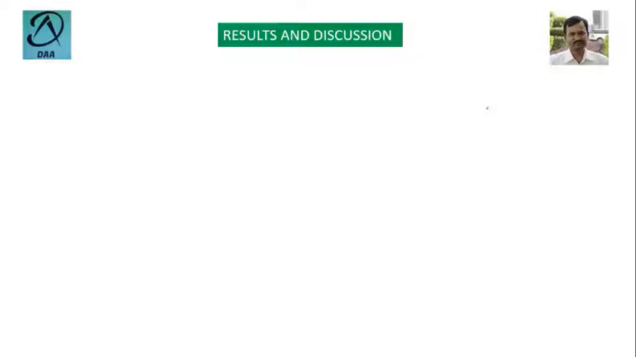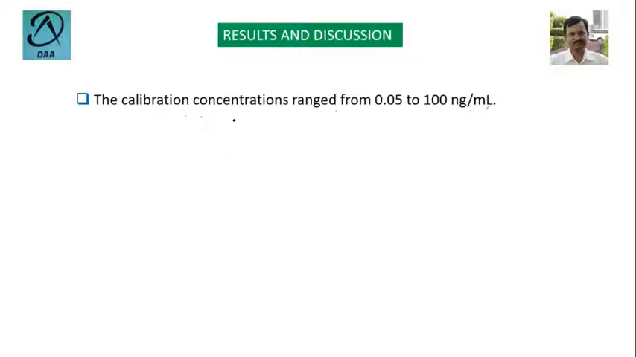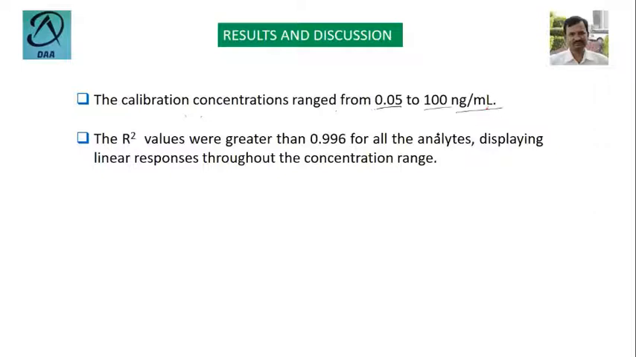Now results and discussion. The calibration concentration range, in this case, as per this application note from Agilent, is 0.05 to 100 nanogram per ml. And here the R square value should be greater than 0.996. It is the criteria for the robust quantitative methods, for all the analytes displaying linear responses throughout the concentration range.